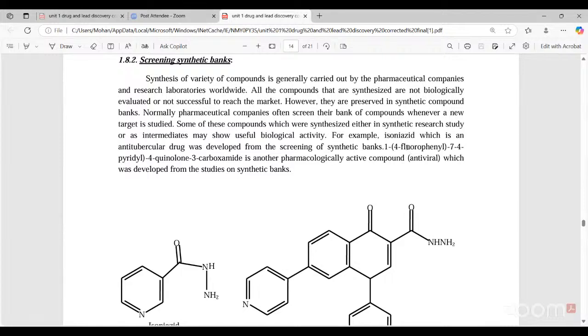Another example is an antiviral drug which was developed from the studies of synthetic drugs. So these are the two drugs, isoniazid and an antiviral drug.